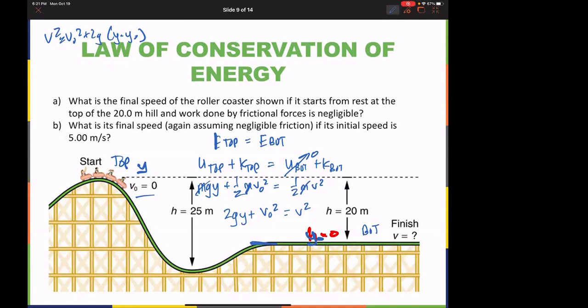So now we just plug in what we know. V squared equals 5 squared plus 2 times 9.8 times 20. You hope it's going faster, right? 20.42 meters per second. Anybody have any questions on that one?